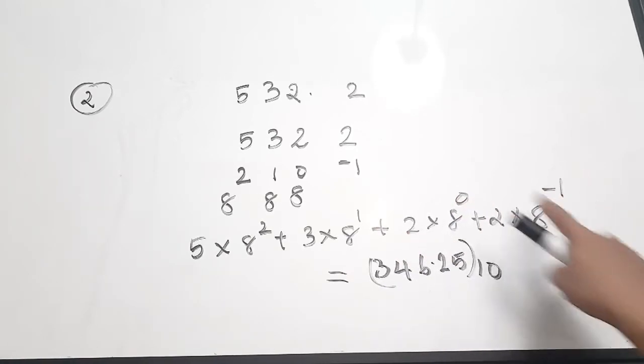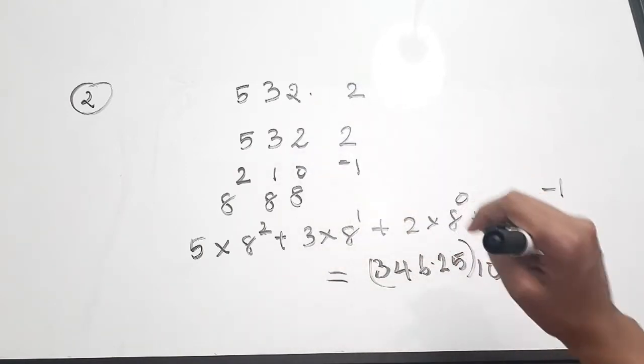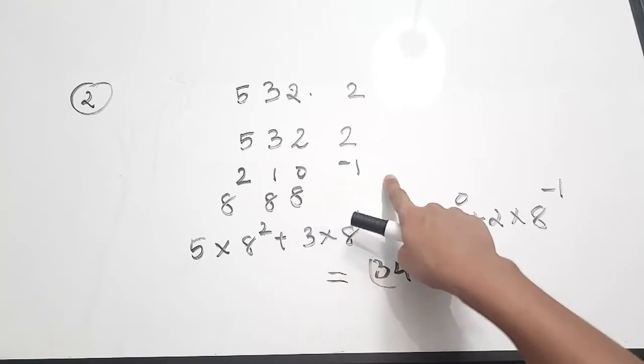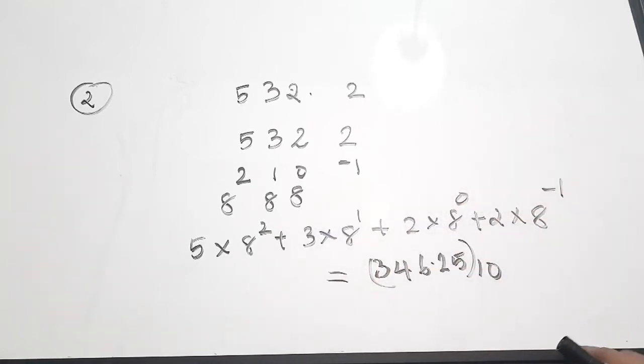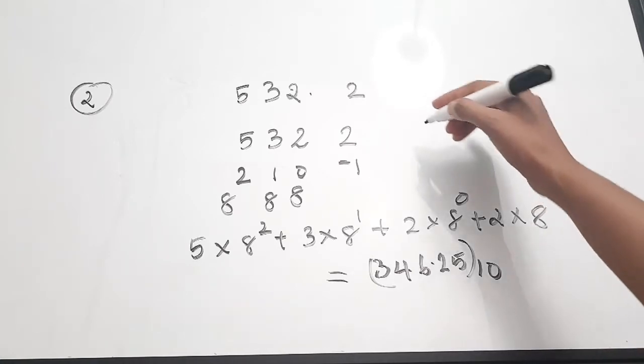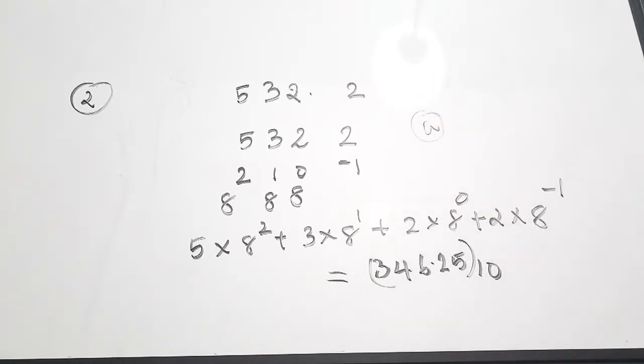Why we are taking minus 1 is because it is after the decimal point. So after the decimal, the position values will be minus 1, minus 2, minus 3, and likewise it will go on. So the answer coming here is option A, which is 346.25 to the base of 10. Moving on to the third question.